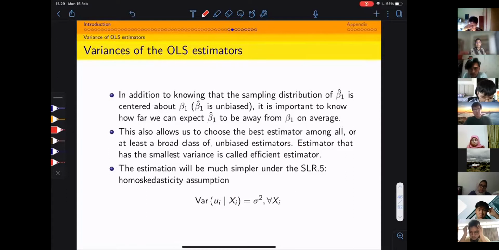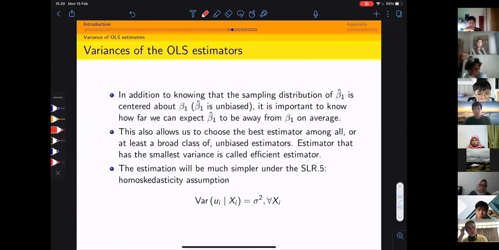Just to re-emphasize, in addition to knowing that the sampling distribution of beta-1 hat is centered about beta-1, which means beta-1 hat is unbiased, it's also important to know how far we can expect beta-1 hat to be from beta-1 on average. This allows us to choose the best estimator among all, or at least a broad class of unbiased estimators. The estimator that has the smallest variance is called the efficient estimator. The good thing is that OLS is an efficient estimator: it has the smallest variance of all estimators in its class.